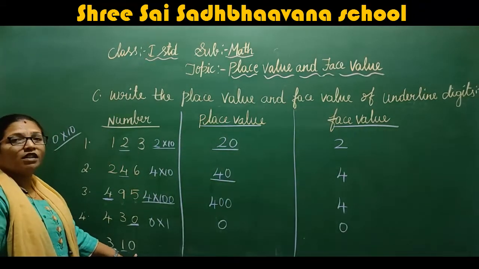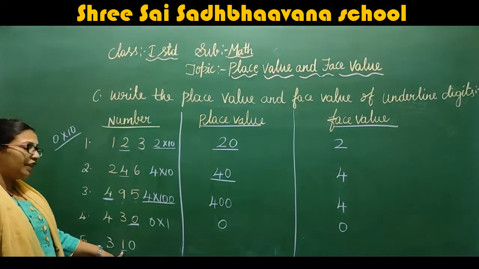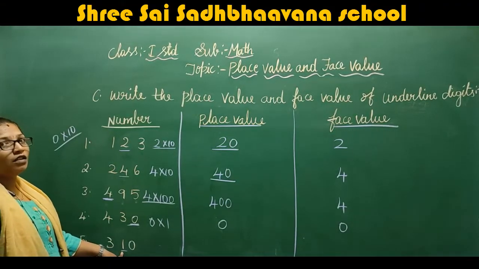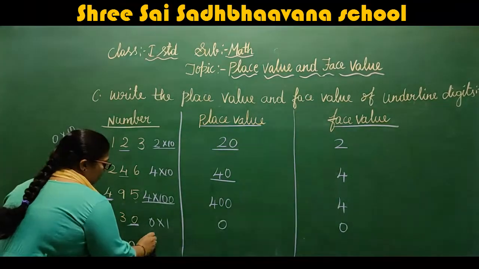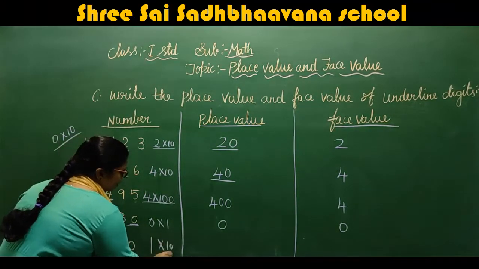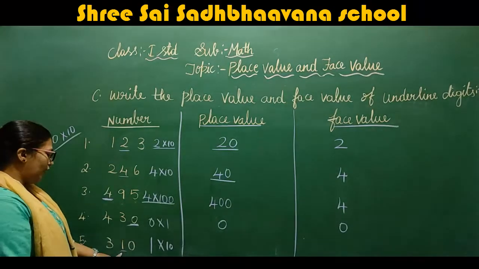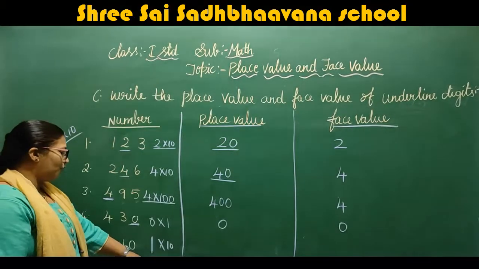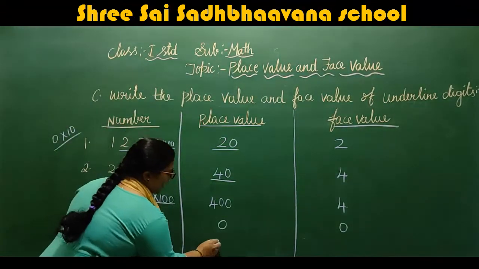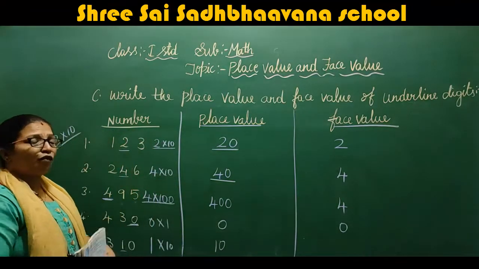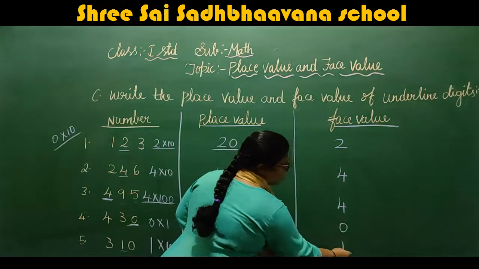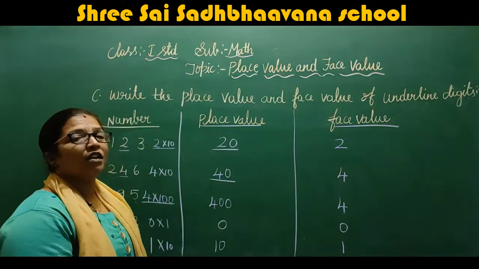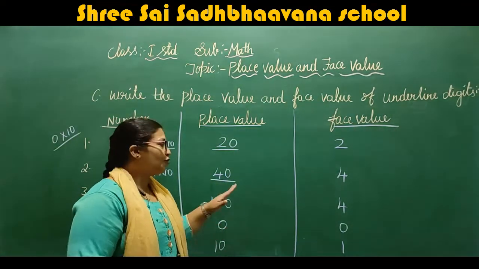3, 1, 0. Which number is given here? 1. In which place is 1? It is in the tens place. So 1 into 10, only 1 is there. We will write 10. So 1 into 10 is 10. What is the place value of 1 here? It is 10. In face value, it is 1 itself. I hope you understood, children.